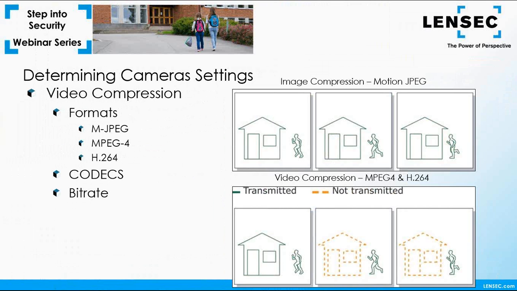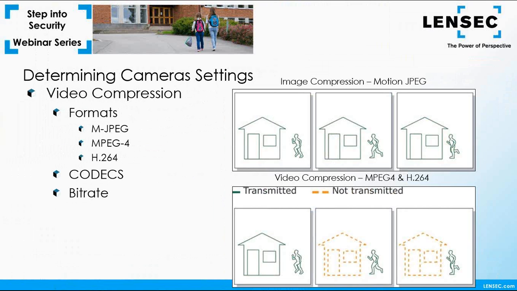So look at our example here. The house doesn't move, so it doesn't have to be captured in every frame. It's just displayed again and again and again from the reference frame. The person, however, is moving, so the pixels that have movement are captured in every frame. In this way, the number of pixels transmitted each time is reduced. The end result will look the same to the person viewing the video.